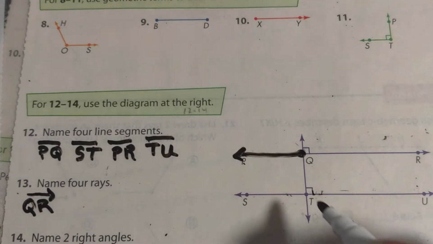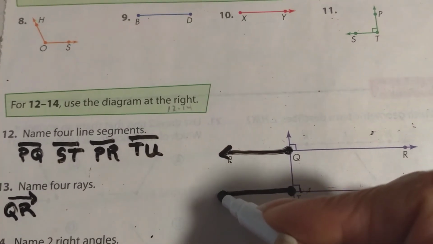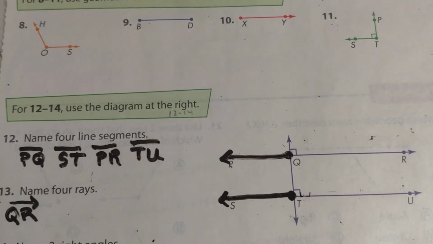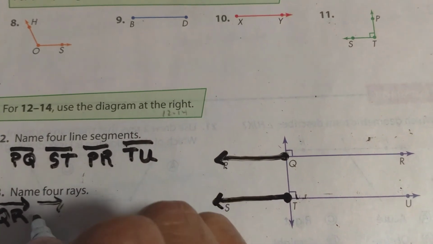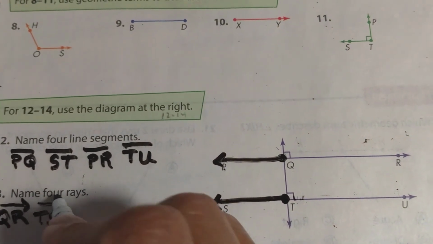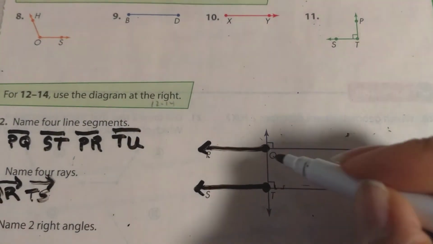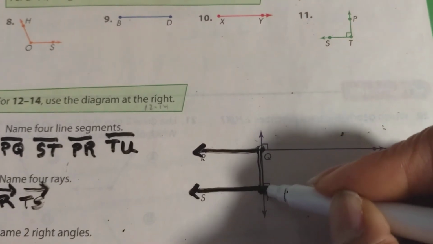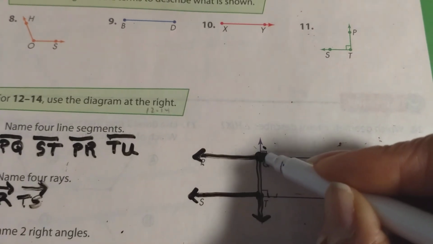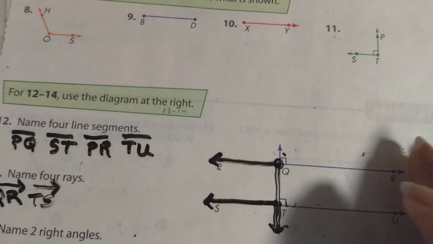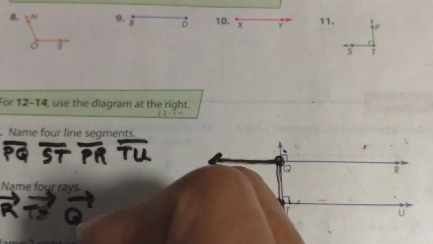Okay? My next one, right underneath it, I would do T S. TS would be another ray. So ray TS. Okay? Do you see any more? Well, yeah, there are many. How about Q T? Q to T. Q to T is a ray. If I start at Q and I go down to T, that is a ray. So I can say ray QT.